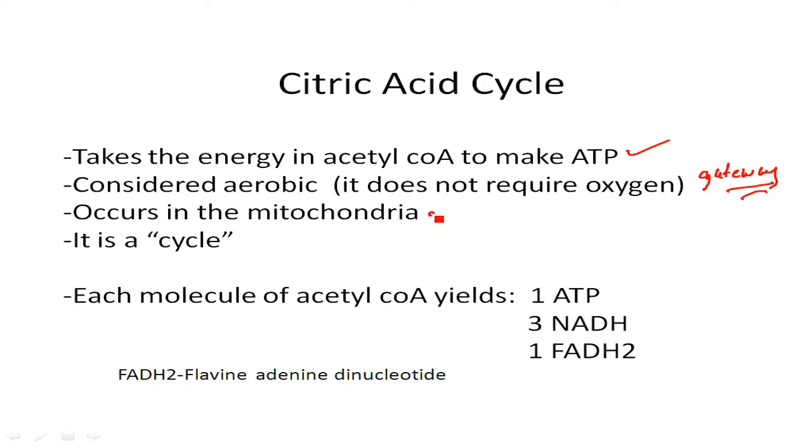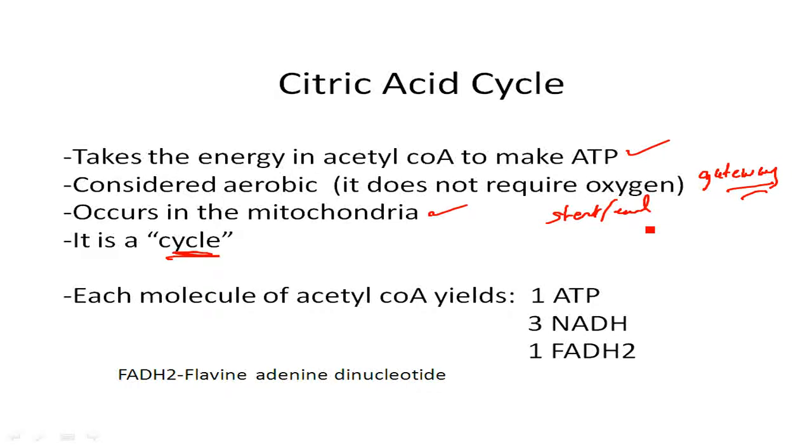It occurs in the mitochondria. Now that means you've got to have a special organelle in order to get this accomplished, and along with that special organelle, you're going to have special enzymes. So this can't just happen anywhere. It has to be inside the mitochondria. And then lastly, look at the name, citric acid cycle. It's a cycle. Well, if you have a cycle, that means that you're going to start and end with the same molecule. And that's exactly what happens here.